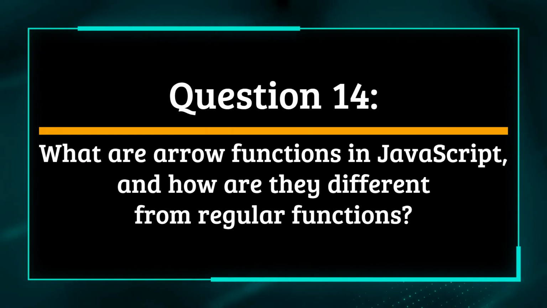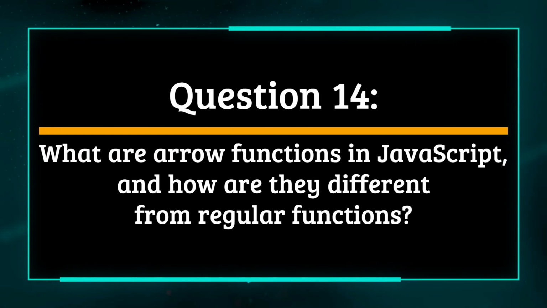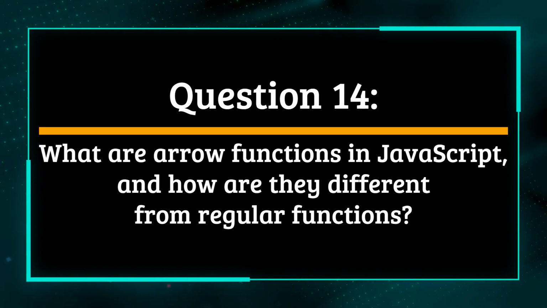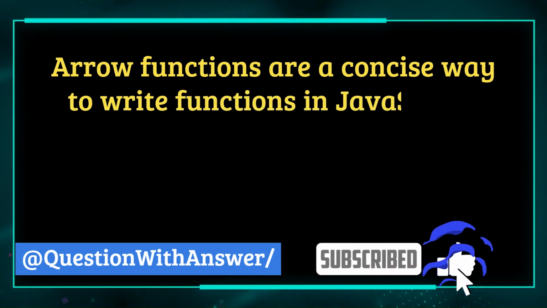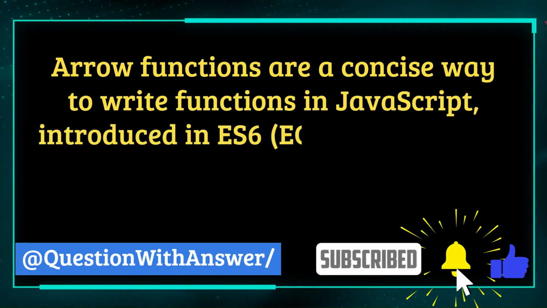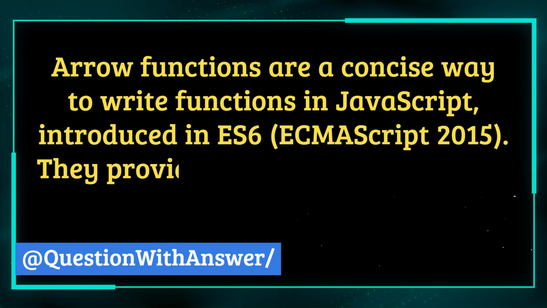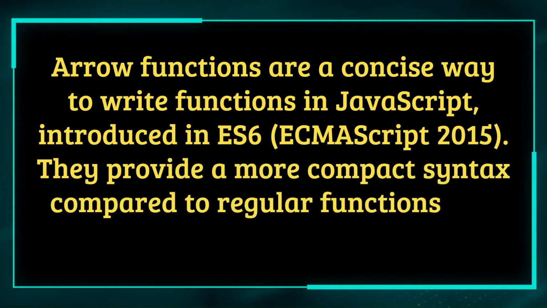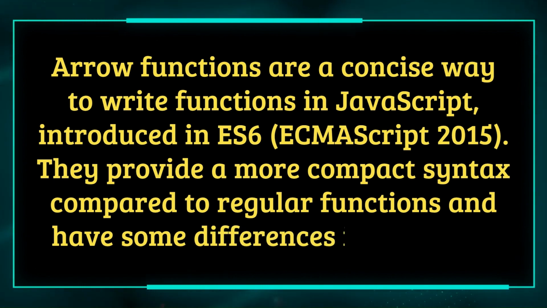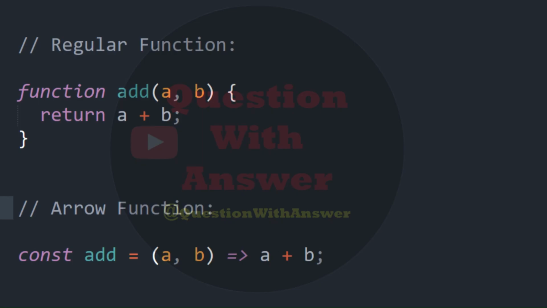Question 14. What are arrow functions in JavaScript, and how are they different from regular functions? Arrow functions are a concise way to write functions in JavaScript, introduced in ES6, ECMAScript 2015. They provide a more compact syntax compared to regular functions and have some differences in behavior. This is the syntax of regular function and arrow function in JavaScript.